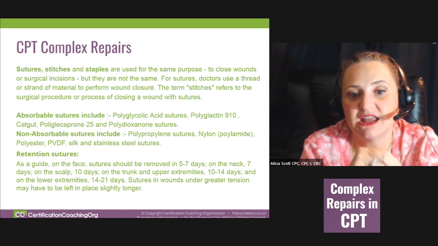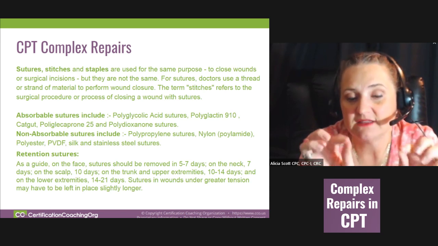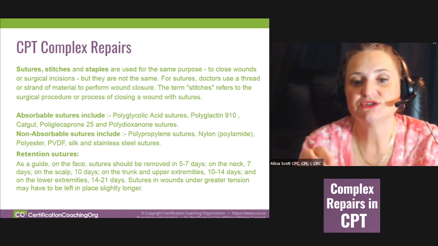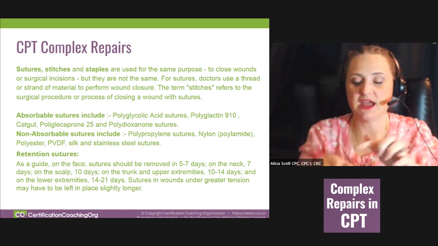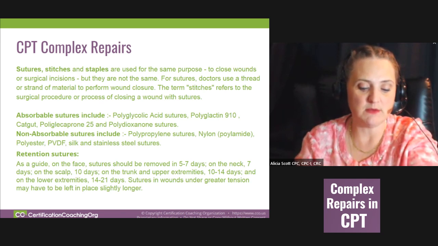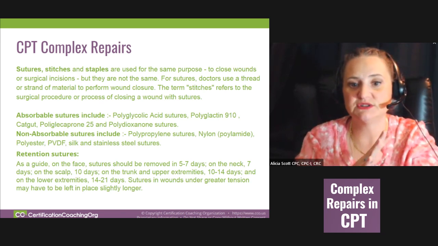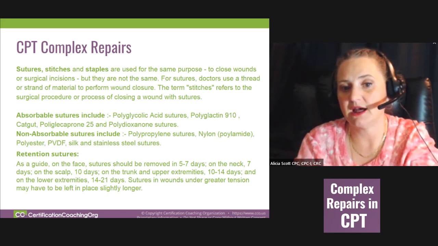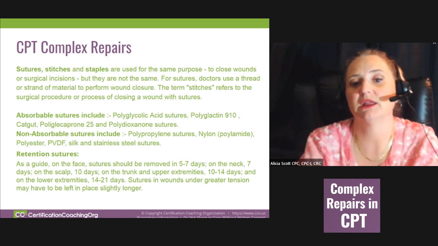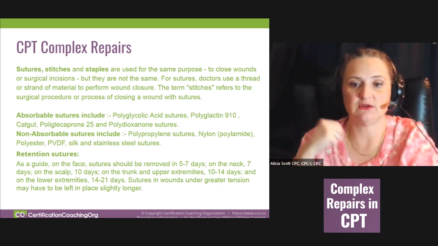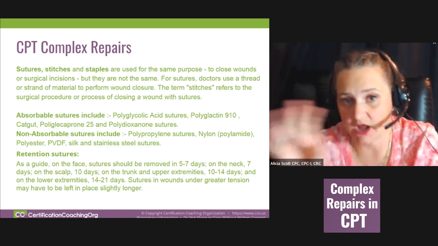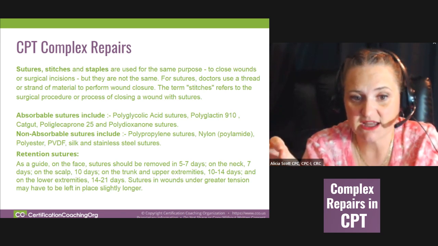PVDF, silk and stainless steel sutures. And again, these types of sutures are used for a specific reason. Let's say I have a wound on my arm and it's to the bone. They're going to use polyglycolic acid sutures underneath, and then on top you'll see the polypropylene, where they just stitch that up. And again, they use nylon, polyester, silk, and stuff like that for other specific things.